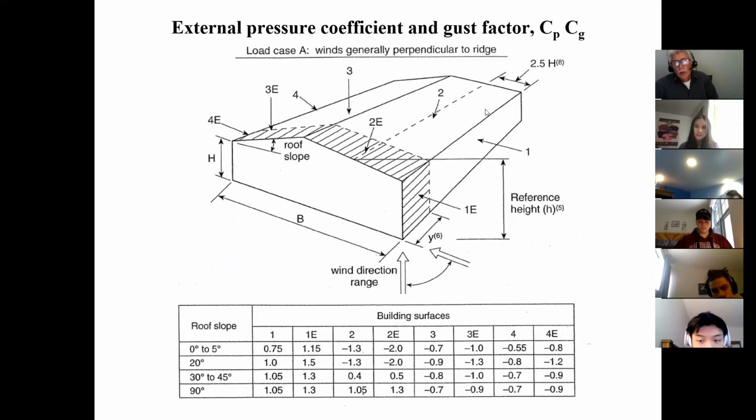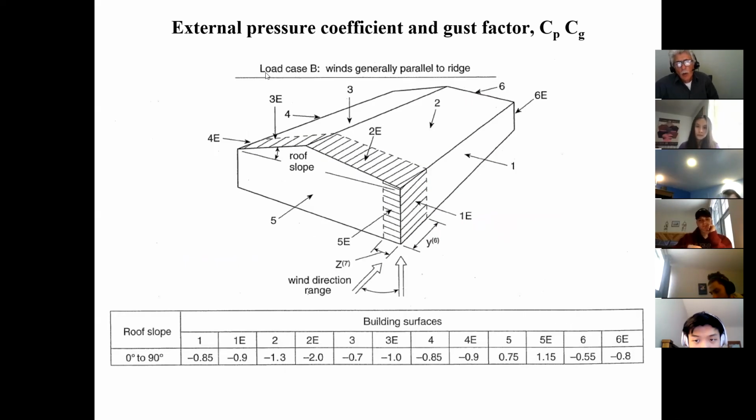Now, like I said, this is load case number 1. Winds generally perpendicular to the ridge, so perpendicular to this line here. Then you have load case B, winds generally parallel to the ridge. In this case there's only one row, but there are more surfaces. That's the problem, okay?